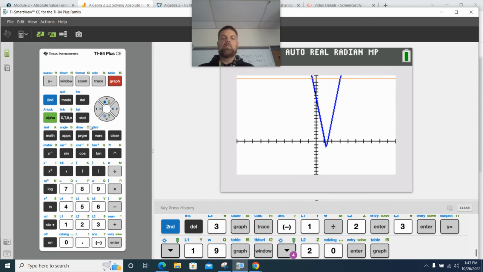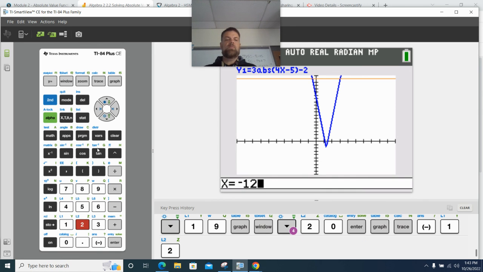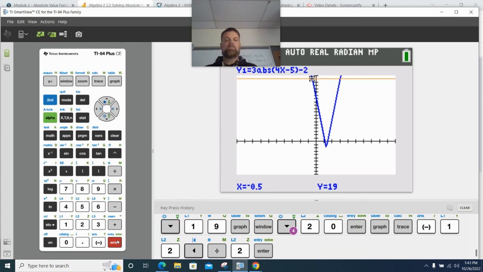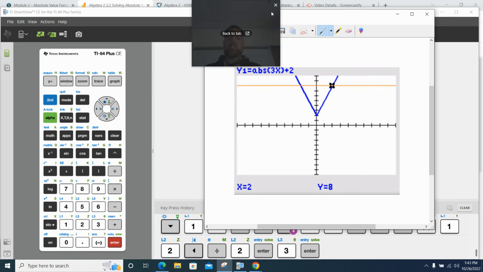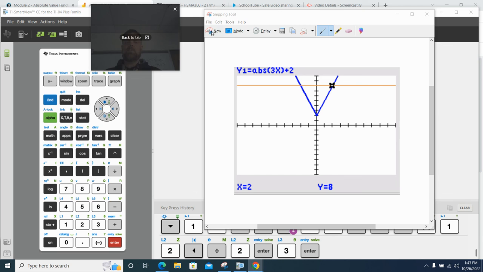Graph it. Well, boom. So if I hit trace, it should cross at negative 1/2. Let's see if it does. Yeah, it did. And then when I plug in 3, it does it. Yeah, it does.